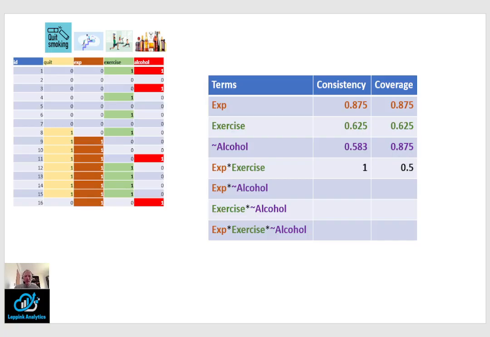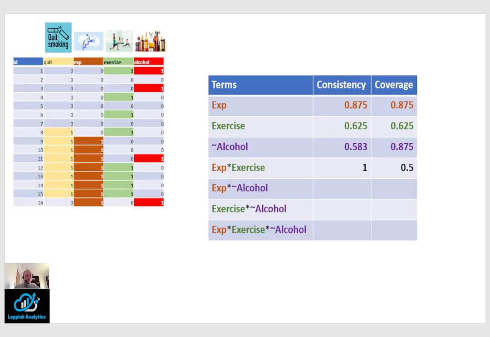Next, the combined occurrence of health intervention and exercise. There are 4 people who exercise and took the health intervention, and all 4 of them quit smoking. Hence a perfect consistency, 1. However, there are also 4 people who quit smoking without that combination.